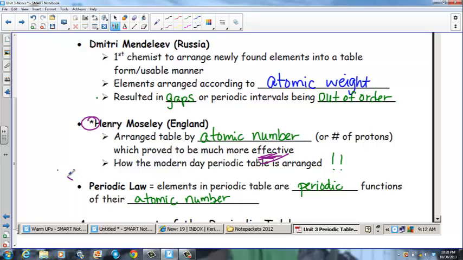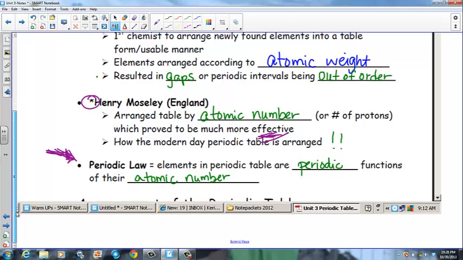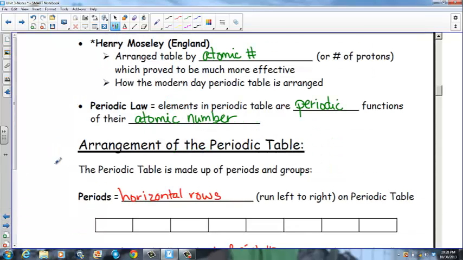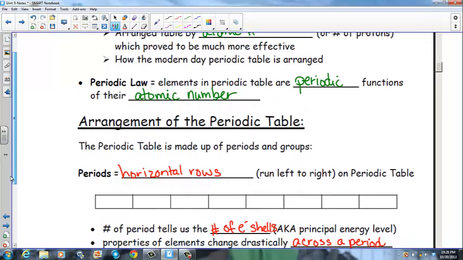So the periodic law, this is one of our objectives for this lesson, and we need to memorize this one right here. Elements in the periodic table are periodic functions, repeating functions of their atomic number. So in other words, this is saying that everything is in order based on their atomic number, and properties will relate back to the atomic number of that element. Again, I'm just reiterating that for your purposes.